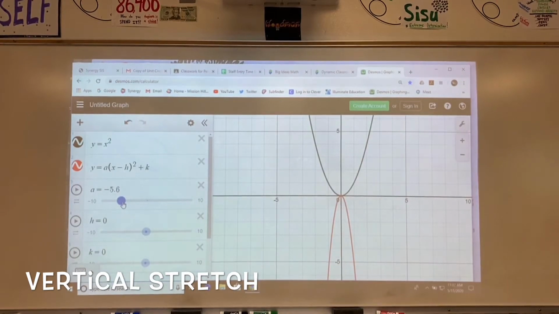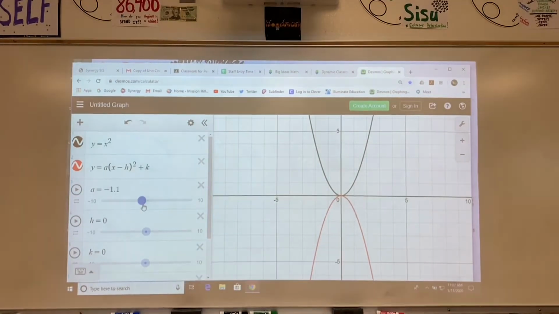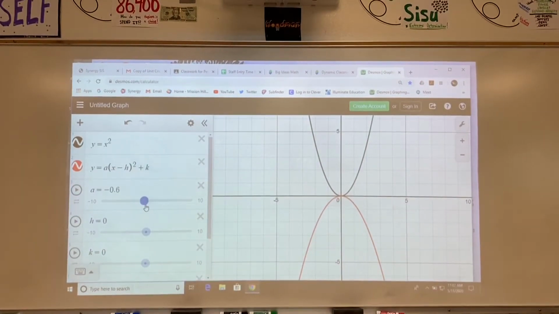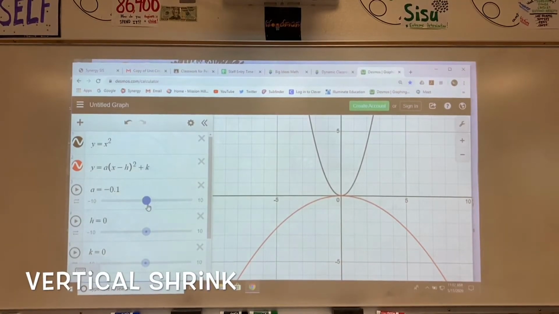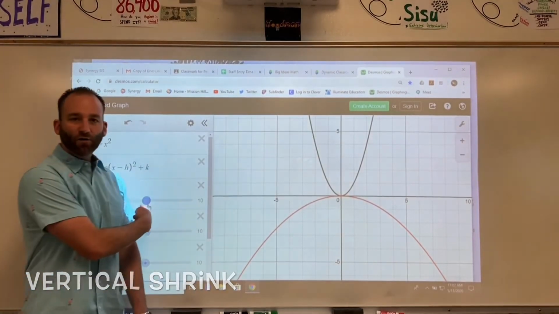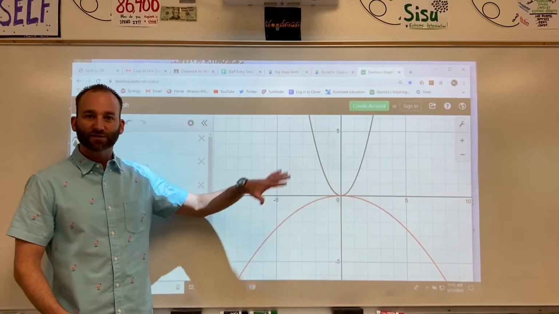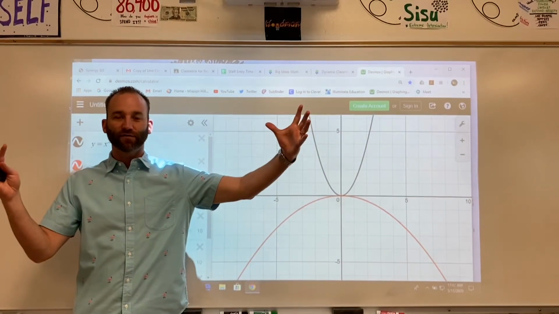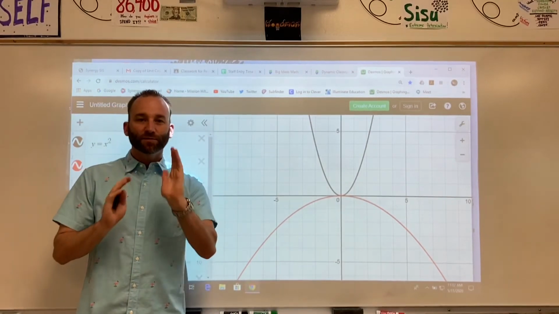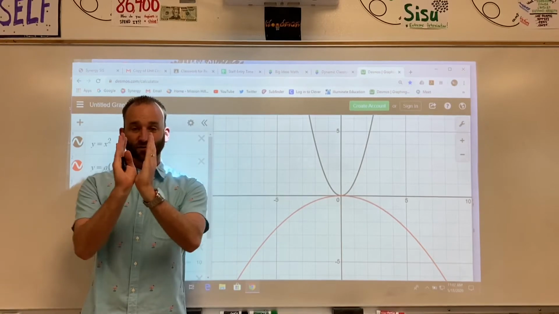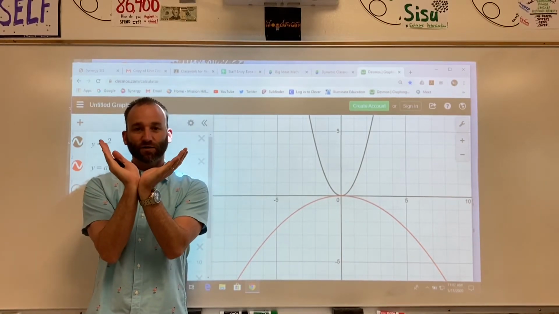It's getting thinner. But if I'm between 0 and negative 1, watch what happens when I get inside negative 1 here. The red graph is becoming wider. We call that, what's that called again? A vertical, that's right, shrink. So all the negative does is give it a reflection. If I have a number bigger than 1 for a, it's getting thinner. It's a stretch. If I have a number between 0 and 1, it's like a decimal, that's going to make it wider. We call that a shrink.